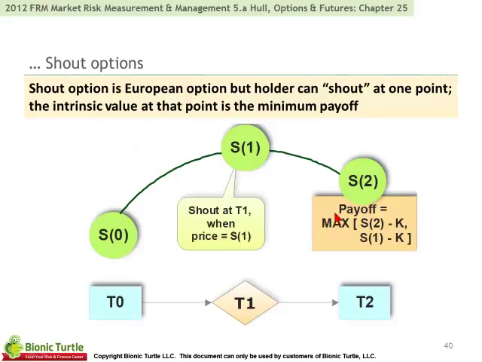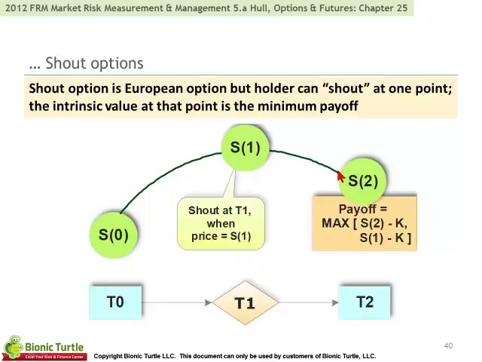The shout option is a European option, but the holder can shout at one point. So here we have a purchase or grant of the option at time 0 as usual, and the stock price is evolving. So maybe the stock goes up and you feel like, as the owner, the stock is really high today. I want to take advantage of this, but I want to hold on to the option. You get to shout then and lock in the intrinsic value.